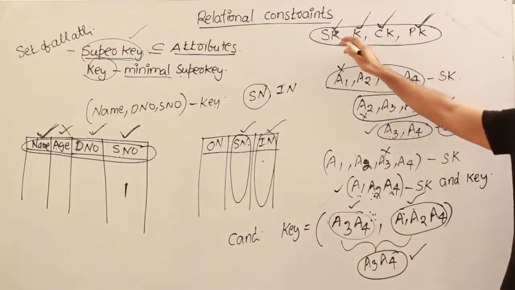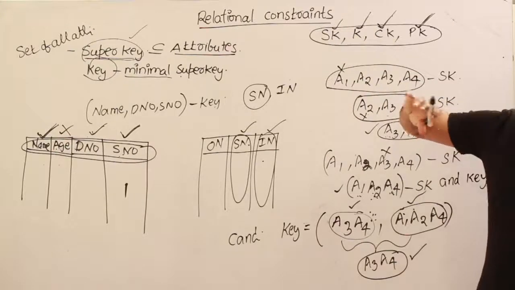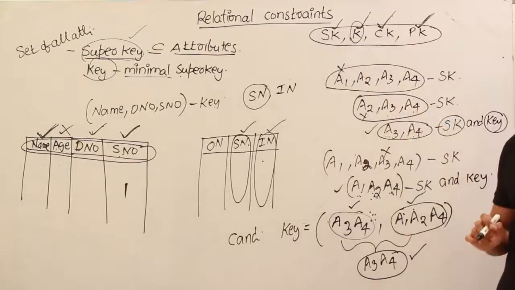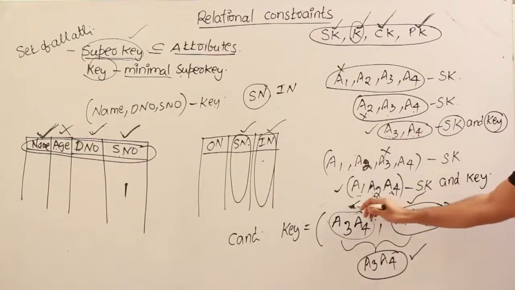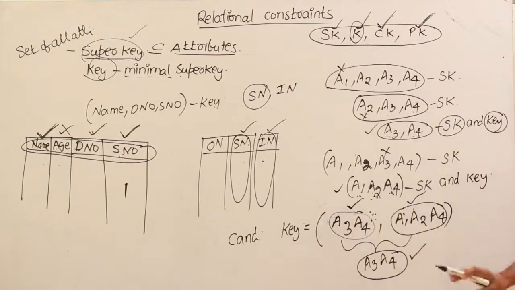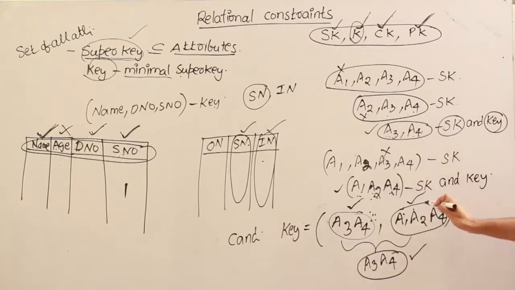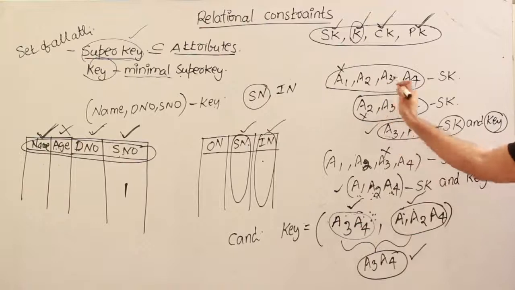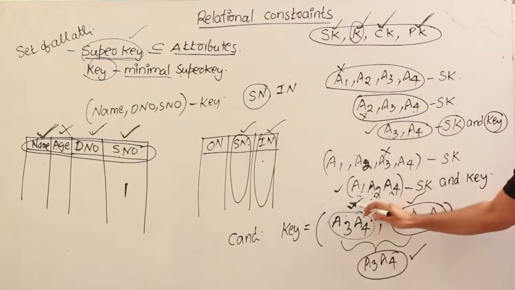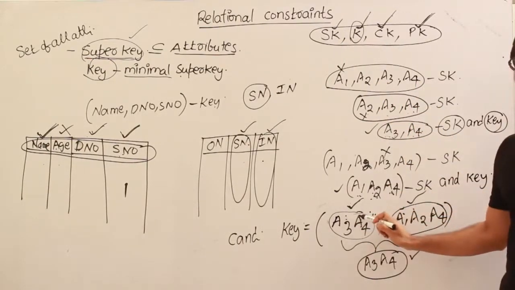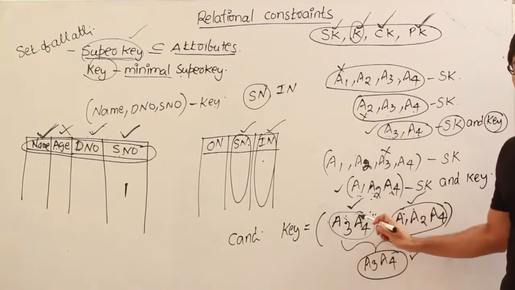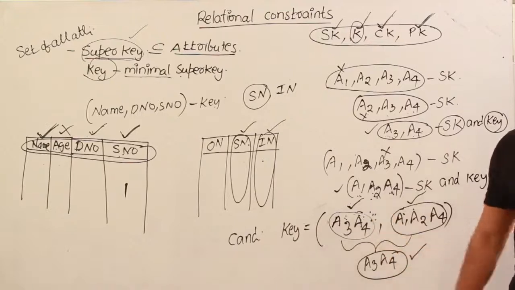Then how many super keys are there, given a key? You can find that out depending on how many supersets you can form containing the key. Got it? Let us say, given this key, how many super keys will be there? Let us forget that this is also a key. A1, A2, A3, A4 are attributes, and the combination A3 and A4 is a key.